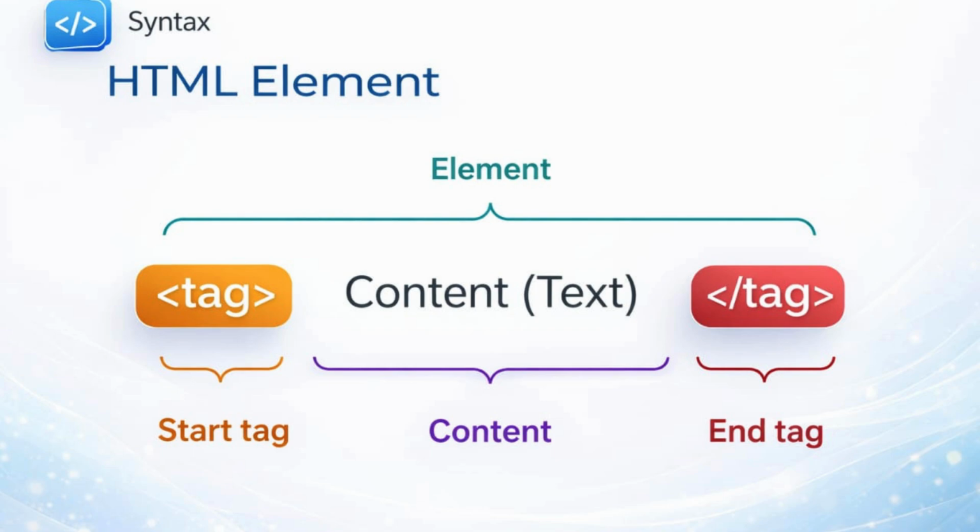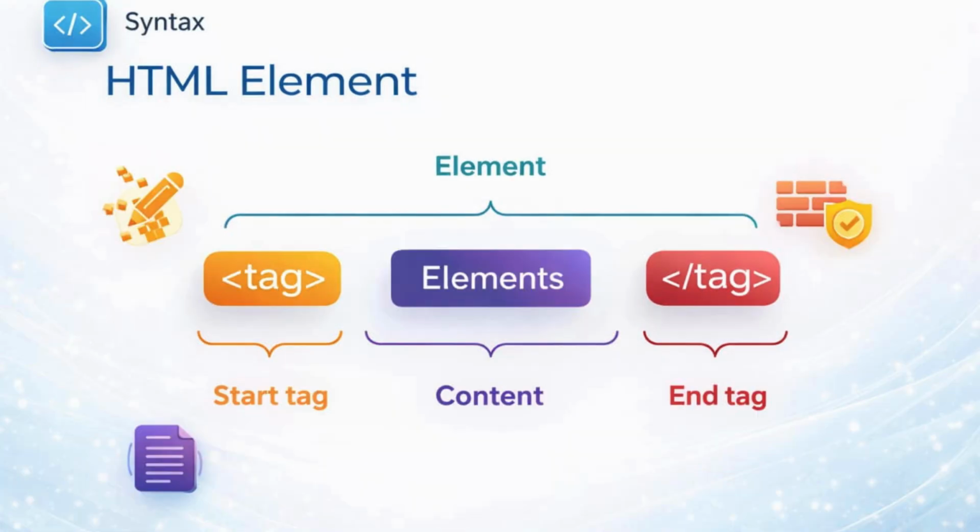First, we have the start tag. It tells the browser where the element begins. Second, we have the content. This is the actual text or information you want to display on the web page. Third, we have the end tag. It tells the browser where the element ends. So basically, start tag plus content plus end tag equals one complete HTML element. Simple, right? Once you understand this, you've taken your first step into web development.